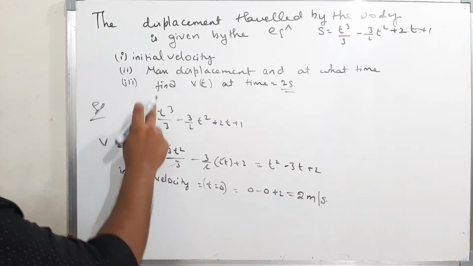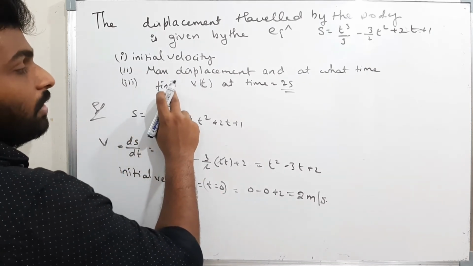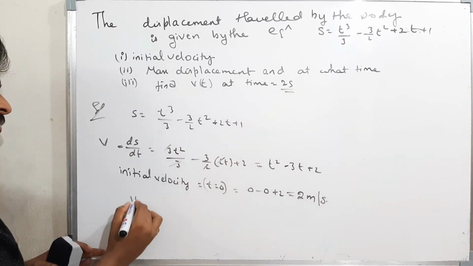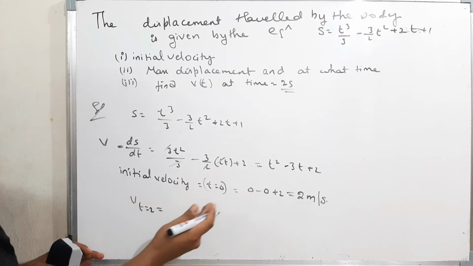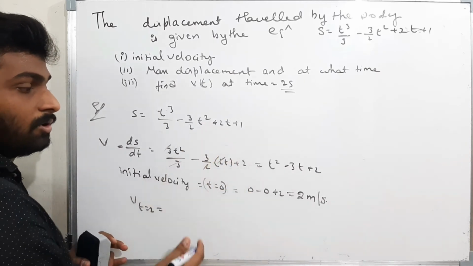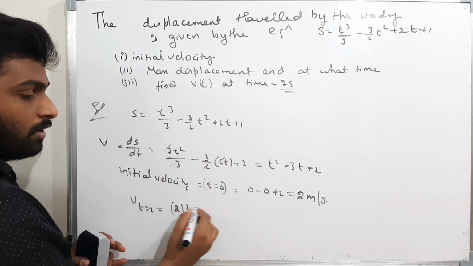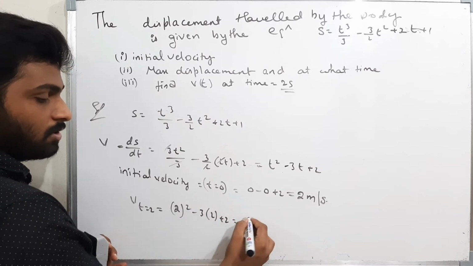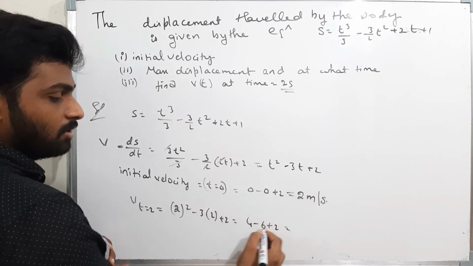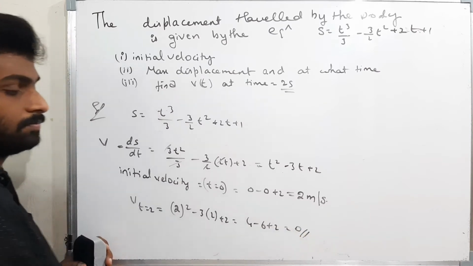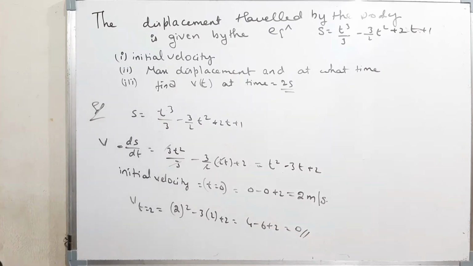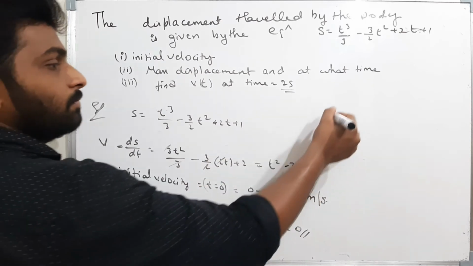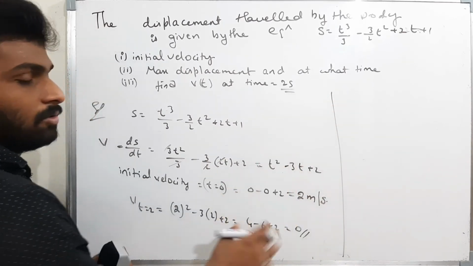Now next one, what they told to find? Find the velocity at time t equal to 2 seconds. Just keep 2 here. What you will get if you keep 2? 2 square minus 3 into 2 plus 2. How much? 2 square is 4 minus 6 plus 2. How much? 0. Therefore, the velocity at time t equal to 2 seconds is 0. Okay, this one everyone knows well and good.